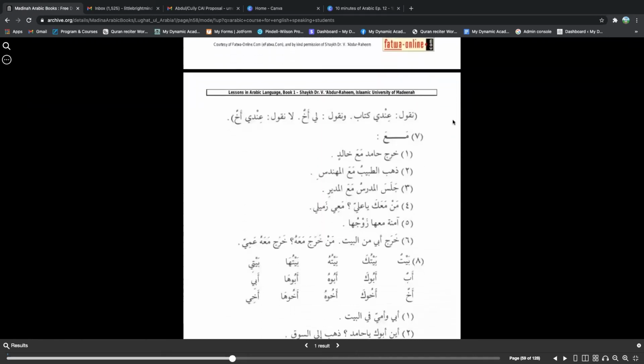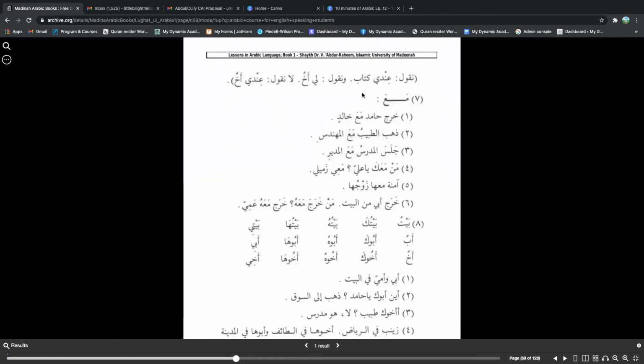Now, next one. Naqulu: indi kitabun. I have a book. Wa naqulu: li akhun. La, naqulu indi akhun. Now, this might be a little hard to remember at first. When you're talking about siblings or family members, you don't use indi, meaning I have. But with other objects, no problem. You can say indi kitab, indi siyaratun, indi qalamun, indi daftarun.